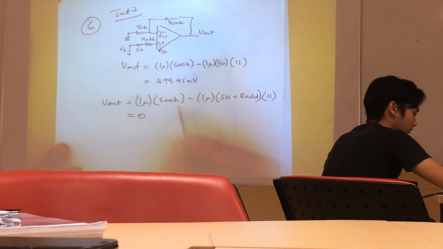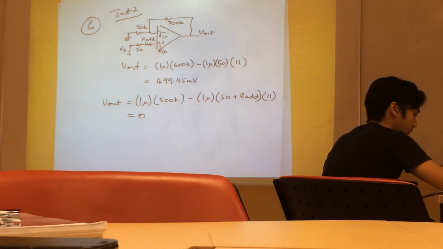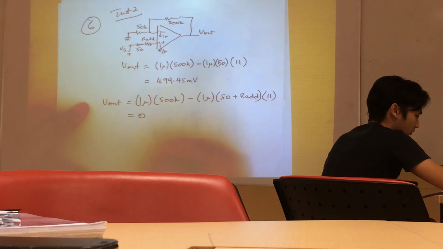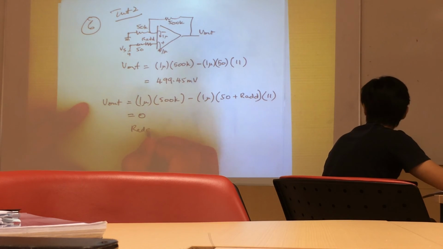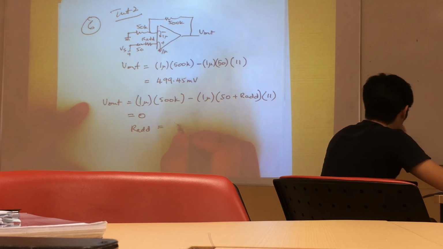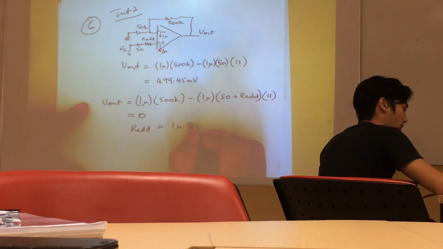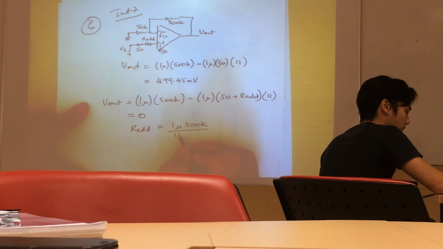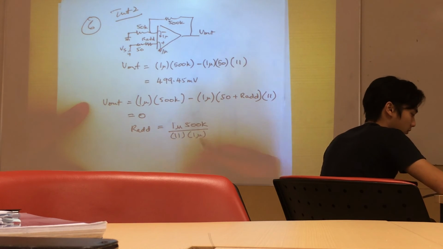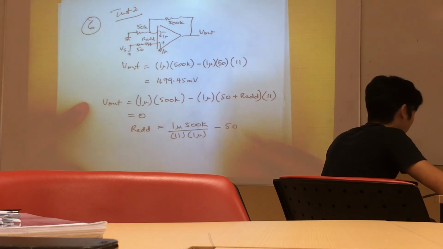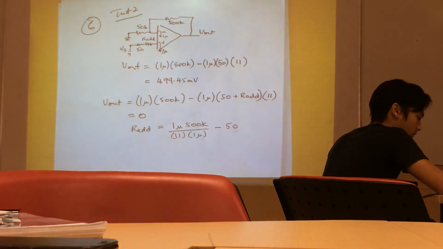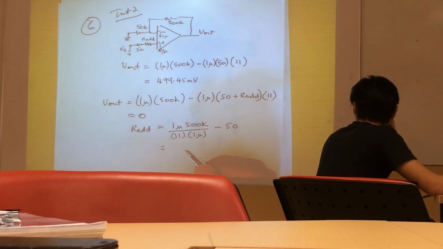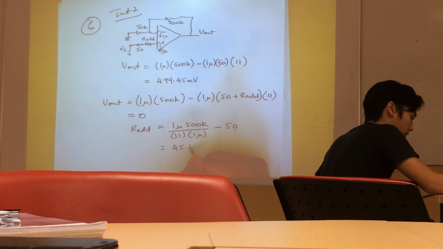So therefore, we equate this. Since this is a positive term and this is a negative term, there is a chance to make it 0. So we end up having R additional equal to 1 micro times 500K, divided by 11 and divided by 1 micro, minus 50 ohm. If you work this out, this will be equal to 45.4 k ohm.